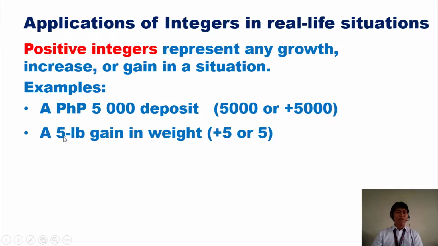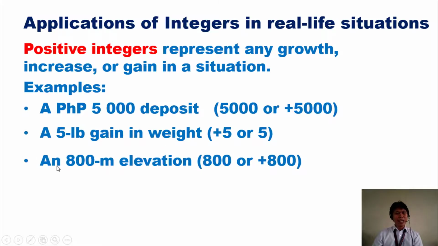Okay? A 5-pound gain in weight. Because of the pandemic, you eat a lot, then you gain 5 pounds. So that is positive 5. Next, an 800-meter elevation. For example, as an airplane ascends, there is an elevation of 800 meters. So it is positive 800.